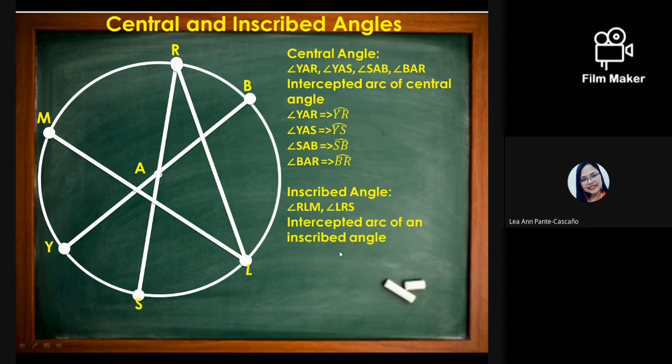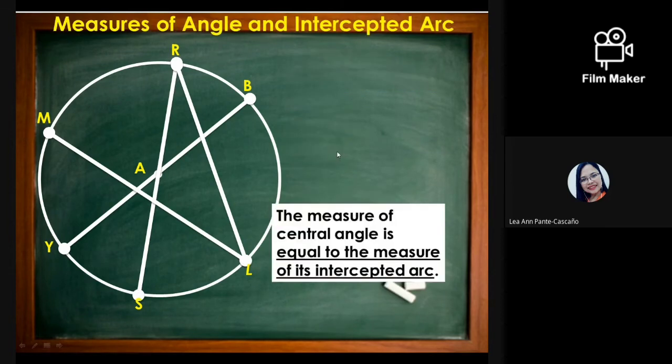The intercepted arc of this inscribed angle, first and last, that is the clue, that is now arc LM. Then we also have your arc SL for this given angle. So angle LRS, the corresponding arc is arc SL.